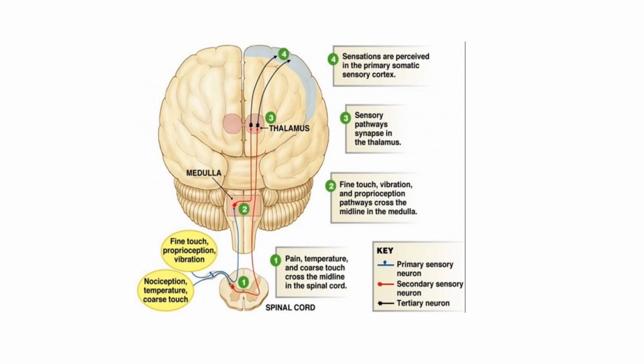All right. In the thalamus, it then synapses with the third order neuron, which then carries the impulses all the way to the somatosensory area of the brain. All right, the primary somatic sensory cortex.